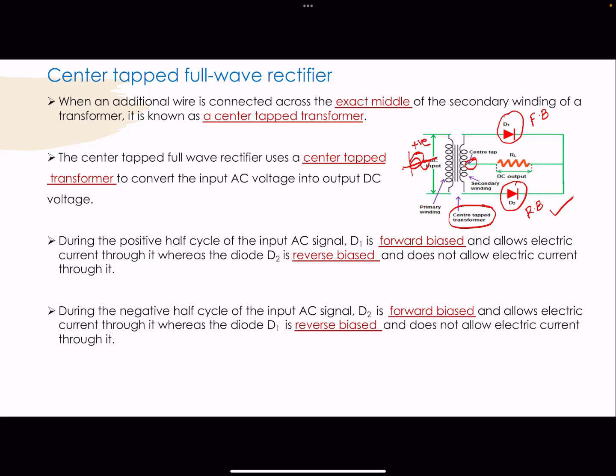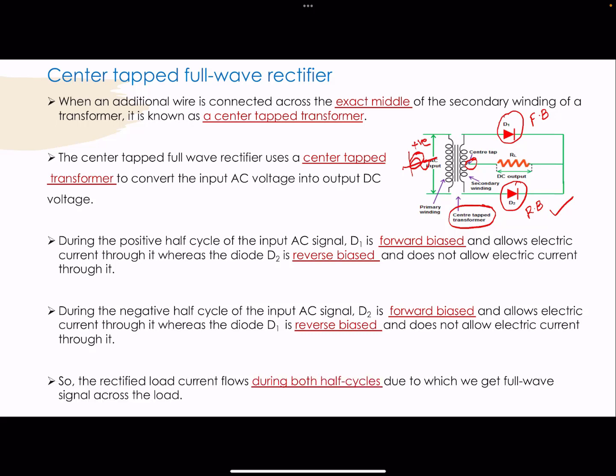Whereas during the negative half cycle of the input AC signal, the diode D2 is forward biased and it allows the electric current to pass through it, whereas the diode D1 is reverse biased and does not allow the electric current to pass through it. This is just opposite to that of the positive half cycle of the input signal. So that's why the rectified load current flows during both the positive and the negative half cycles of the input signal, due to which we get the full wave signal across the load.